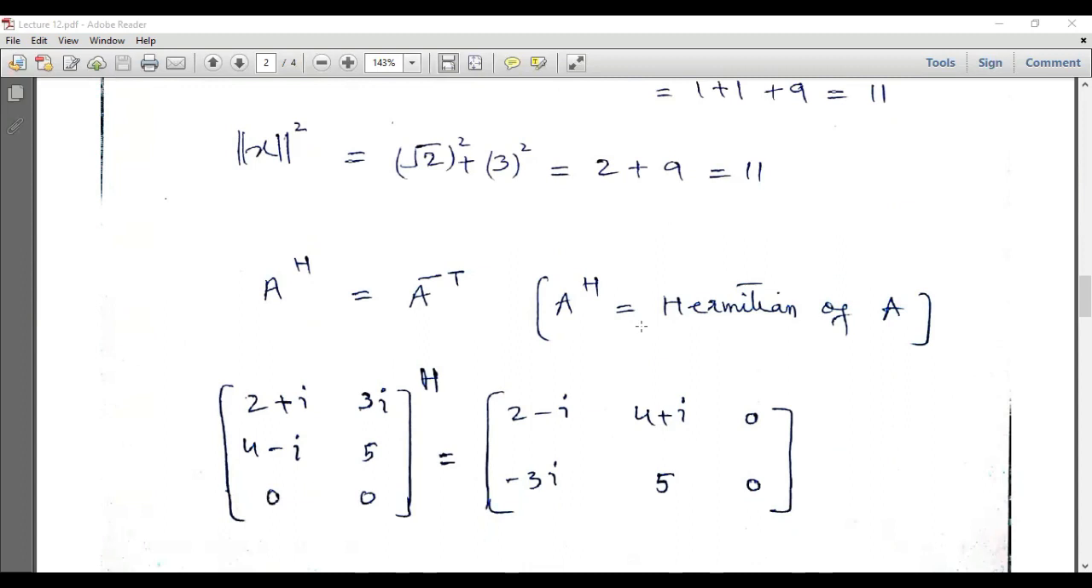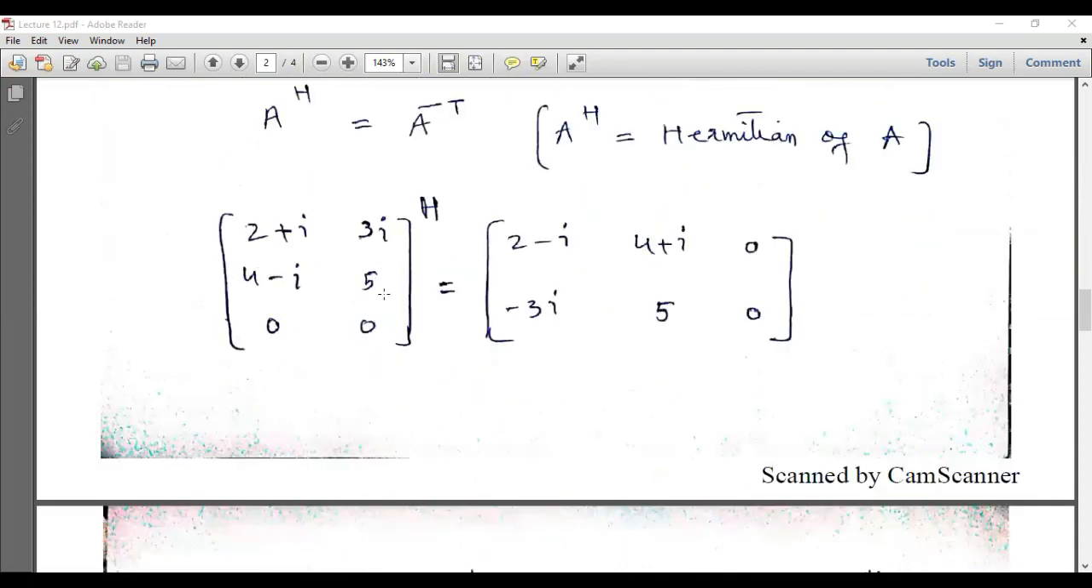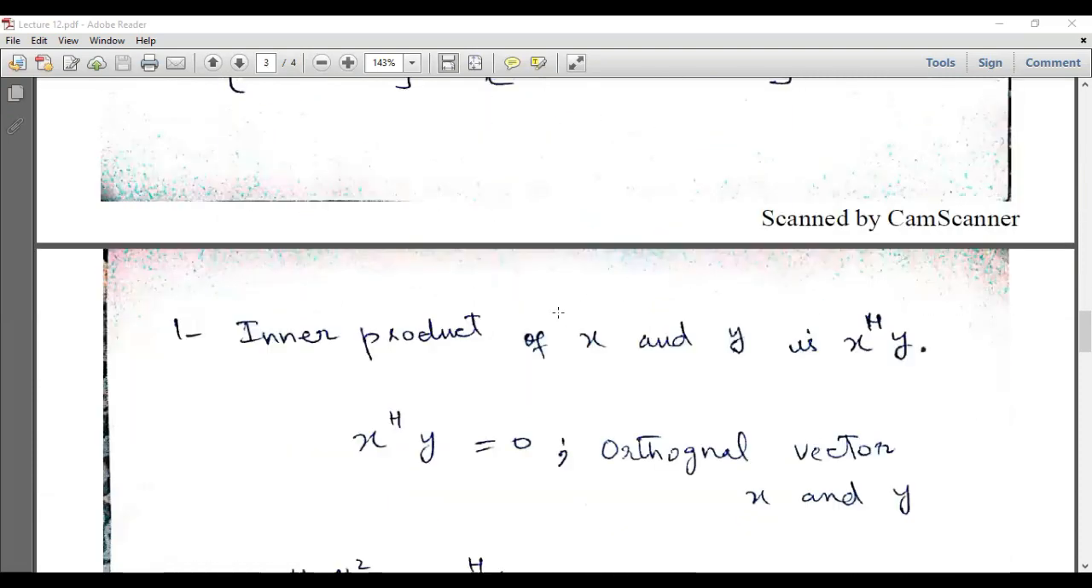So now, what is the Hermitian of a matrix? The Hermitian of a matrix is equal to the transpose of the conjugate of A, right? So if you take the transpose of the conjugate of the complex matrix, that is called the Hermitian of that matrix. So A Hermitian is equal to A conjugate transpose. So the Hermitian of this matrix will be equal to, first take the conjugate. This will become 2 minus iota, minus 3 iota, 4 plus iota, 5, 0, 0. Then take the transpose. So this matrix is 3 by 2, so the transpose of this matrix will be 2 by 3. So that is the Hermitian of this matrix.